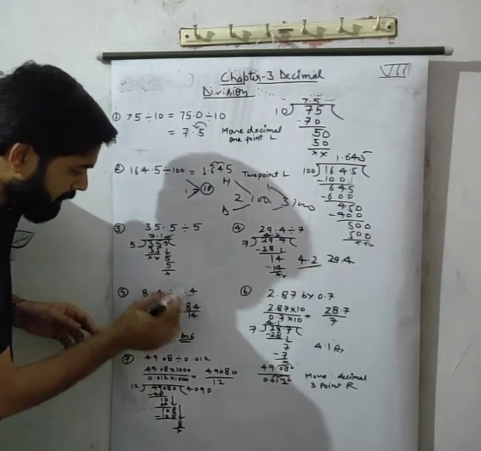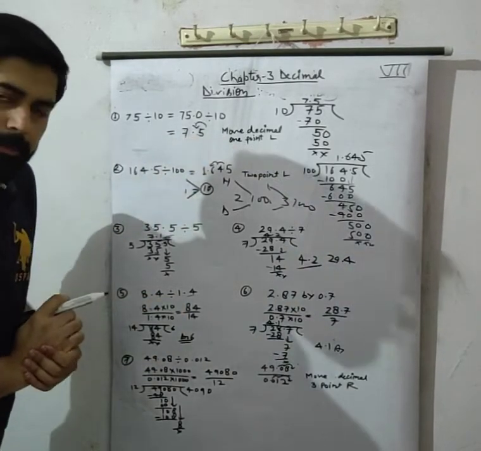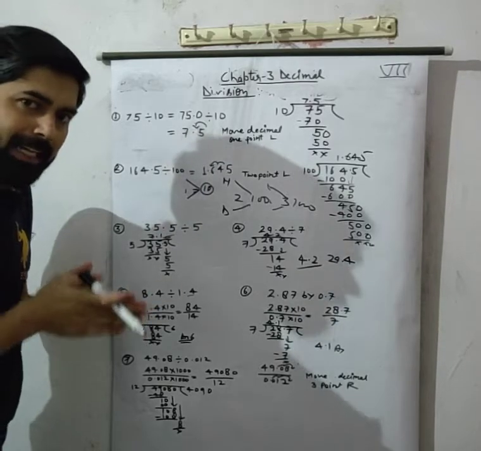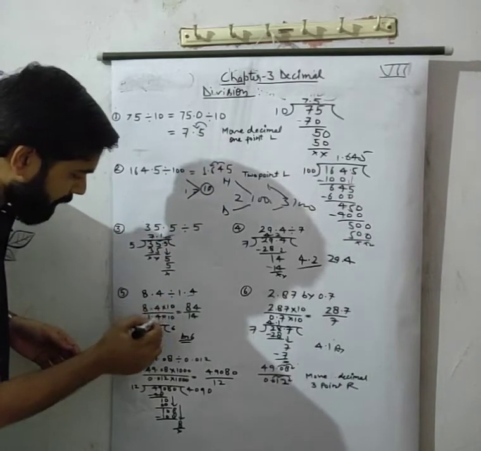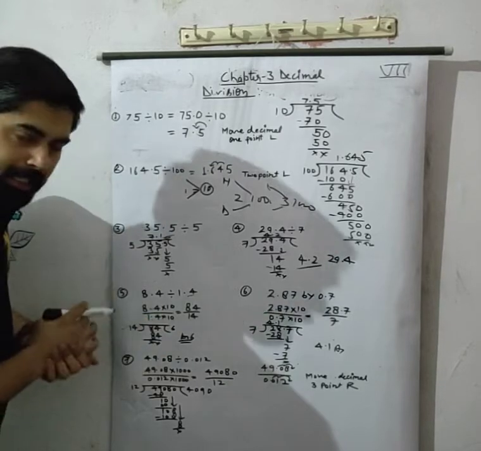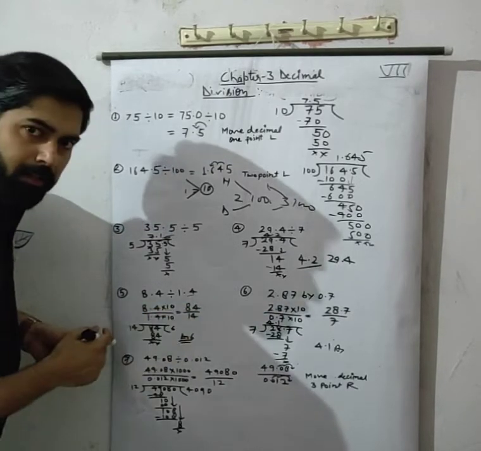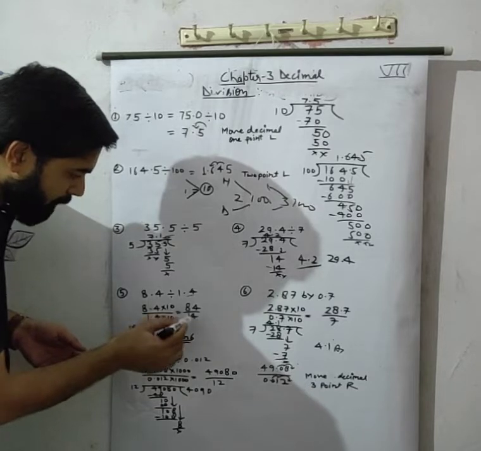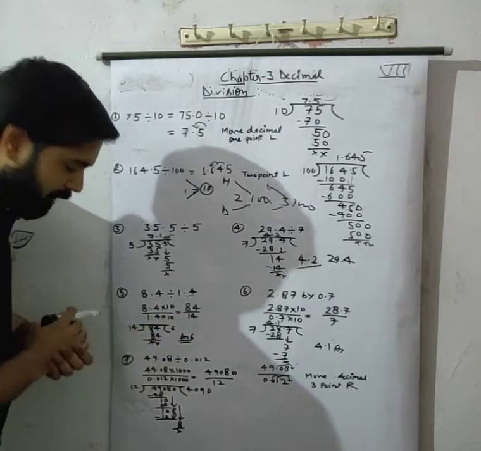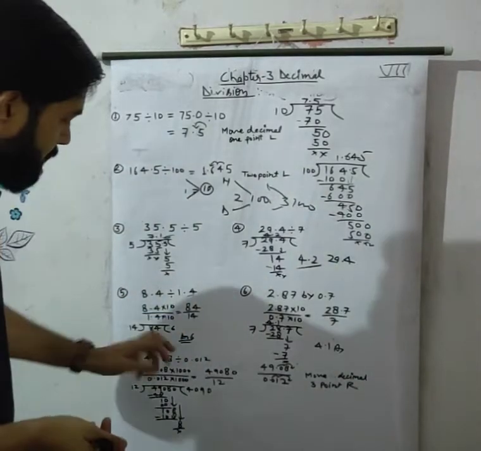So look, the decimal is after one digit. So now multiply by 10 in both numerator and denominator. 8.4 multiplied by 10, 1.4 multiplied by 10, is equal to 84 upon 14. Then 84 upon 14 means 84 divided by 14. 14 sixes are 84, so the answer will be 6.